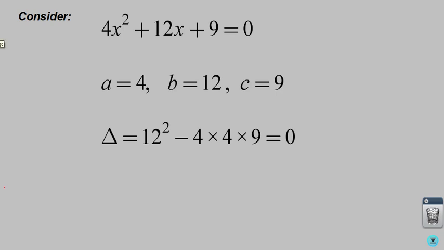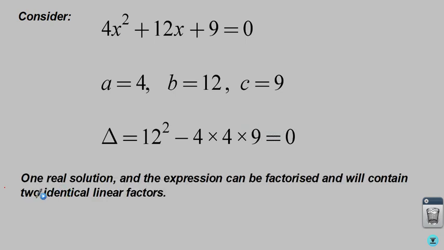Let's consider another case. 4x squared plus 12x plus 9 equals 0. Identifying a, b, and c and calculating the discriminant, we find that the discriminant is equal to 0. This implies that we have one repeated real solution, and the expression can be factorized and will contain two identical linear factors. And if you think about it, then the two factors are 2x plus 3 all squared equals 0, and x equals negative 3 over 2.